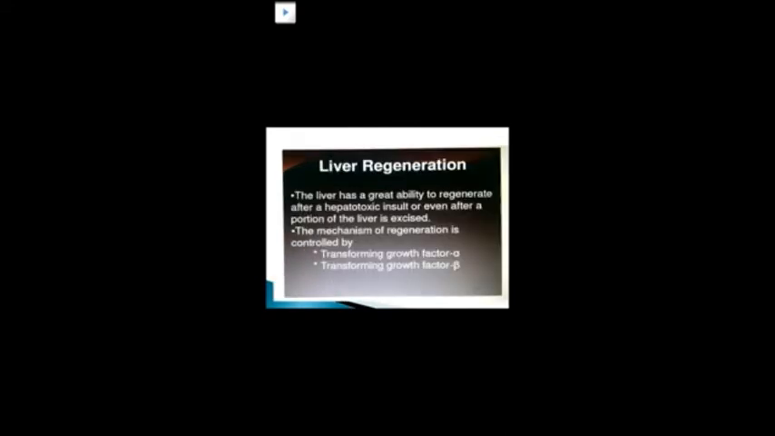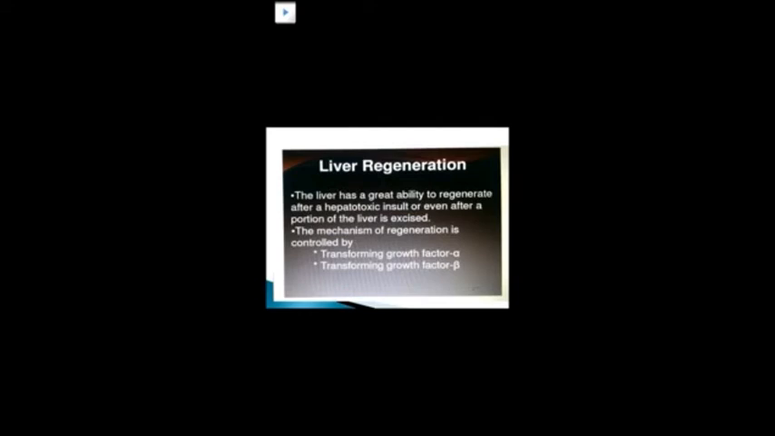So bile pigments, electrolytes, sodium, potassium, calcium. We'll move ahead here. Now what do you mean by liver regeneration? The amazing quality exhibited by this particular mega magic organ. The liver has a great ability to regenerate after hepatotoxic insult or even after a portion of the liver is excised. See this amazing function of this organ which is not there in any other organ of the body.